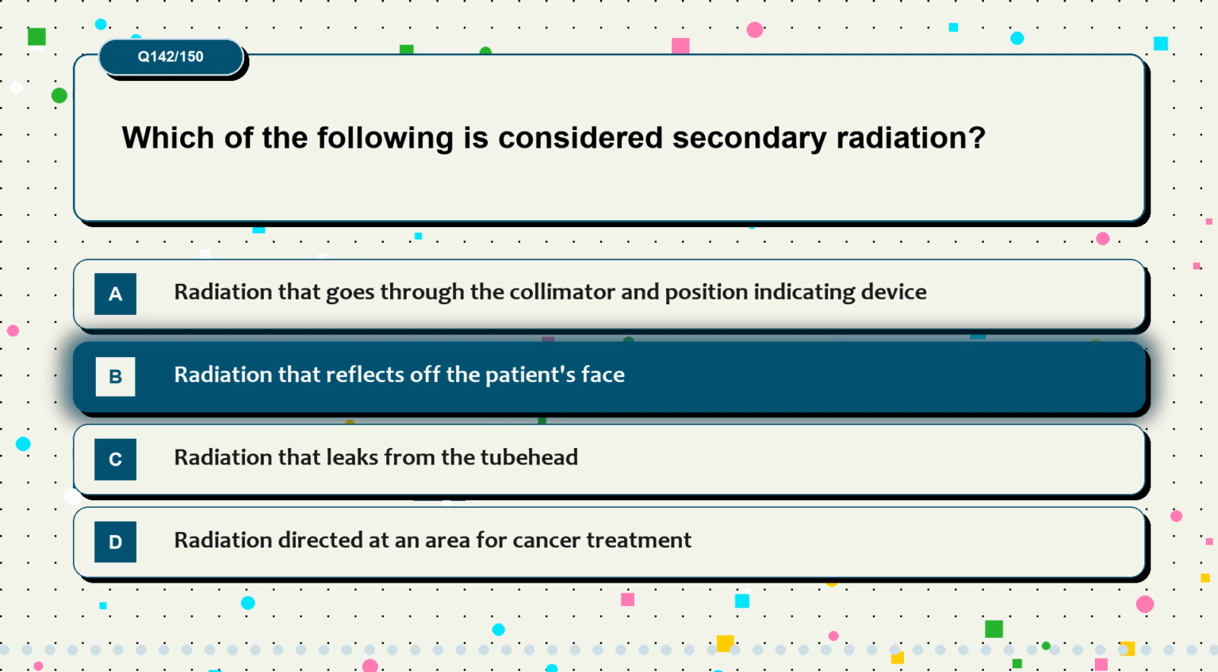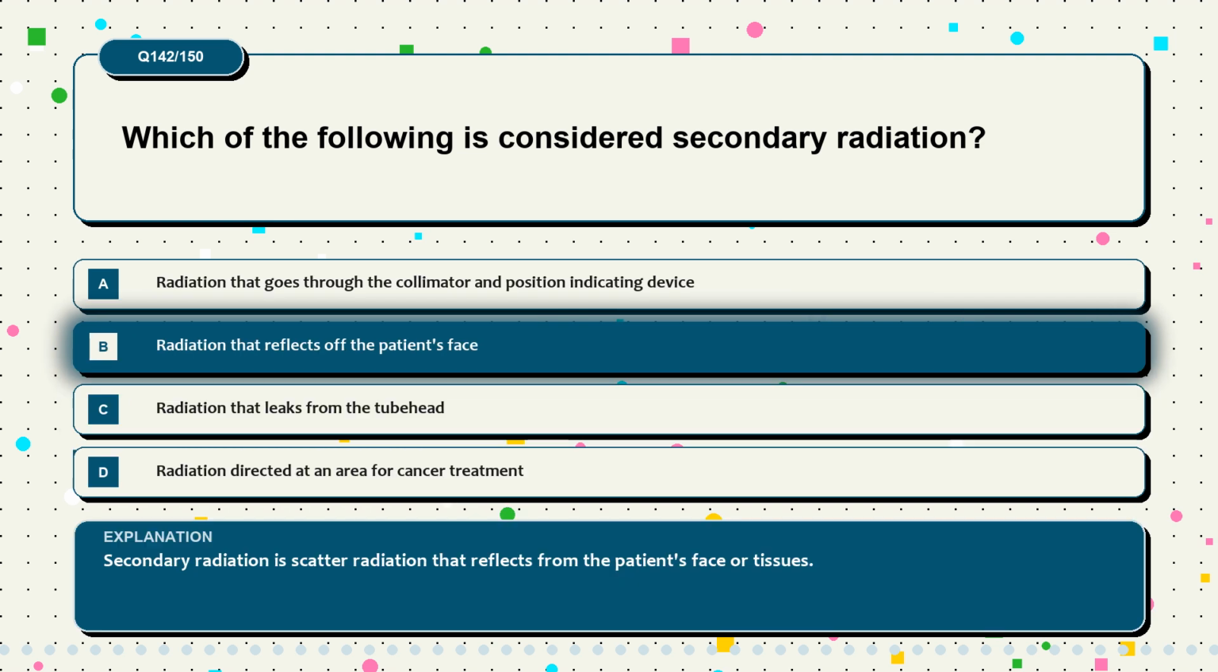The correct answer is option B. Radiation that reflects off the patient's face. Secondary radiation is scatter radiation that reflects from the patient's face or tissues.